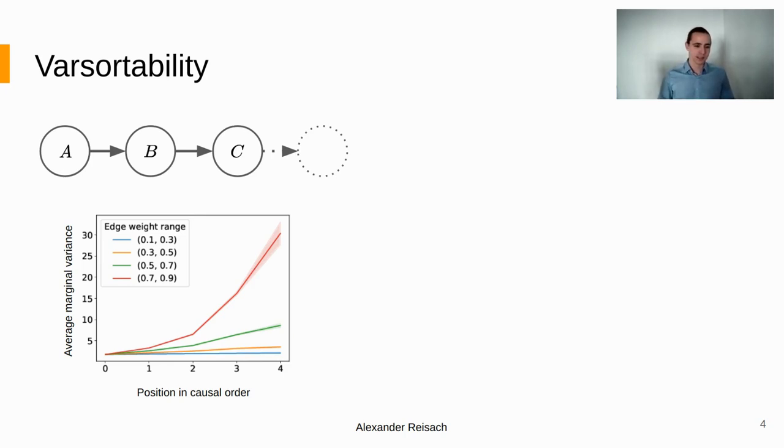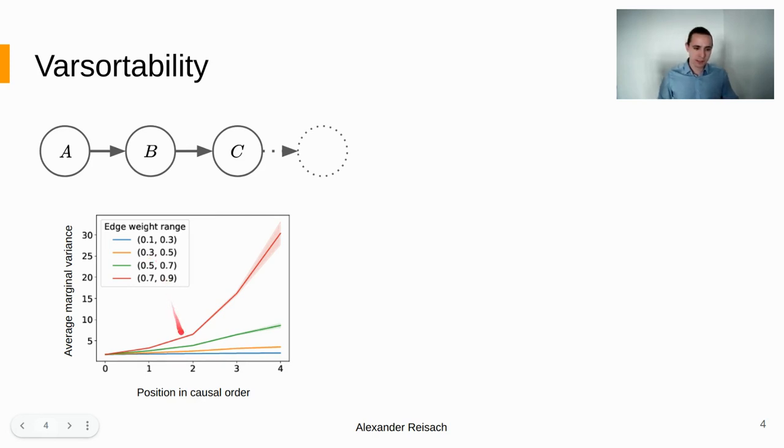What we're finding is that if we look at the position in the causal order, so for example, A would be position 1, B is position 2, C is position 3, and so on, then this position in the causal order is very indicative of the average marginal variance. If you sample observations and you do this for many different graphs, then it tends to be the case that the further you go in the causal order, the higher the marginal variances of the nodes. And this is linear data with certain edge weight ranges and additive noises.